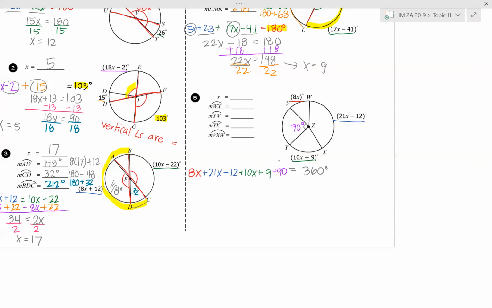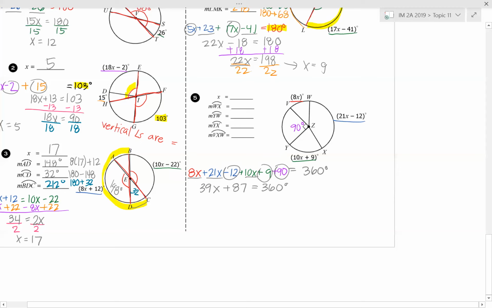Okay, so what I want to do is I want to combine all of my like terms. So looking first at my variables. So I've got 8, 21, and 10 with x's. So 8x plus 21x plus 10x is going to give us 39x. And then we've got 99, if I think about this, minus 12, and so that's going to be 87. So 39x plus 87 is equal to 360 degrees.